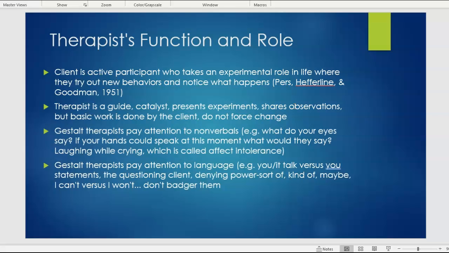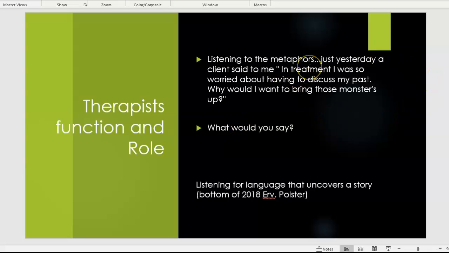And sometimes it's funny to come back and even think, sometimes I just think I'm asking a good therapeutic question and I can't even remember that I link it to this. I'm actually using Gestalt. Very powerful. We pay attention to language. You, it versus you statements versus I statements, the questioning client, the denying power, sort of, kind of, maybe, like words, I can't versus I won't, but you don't badger them like Fritz Perls did. Poor Gloria. That was something, wasn't it? You listen for metaphors.